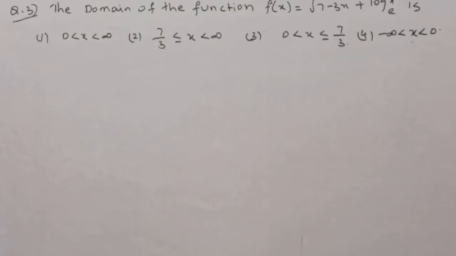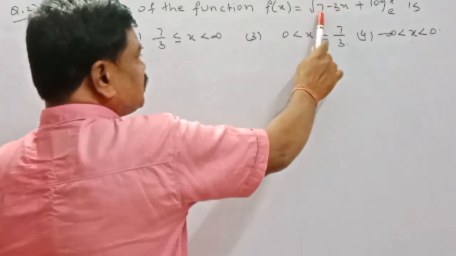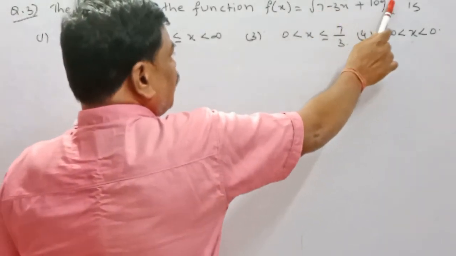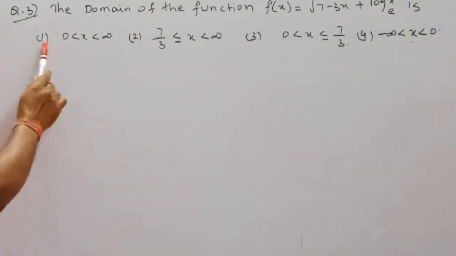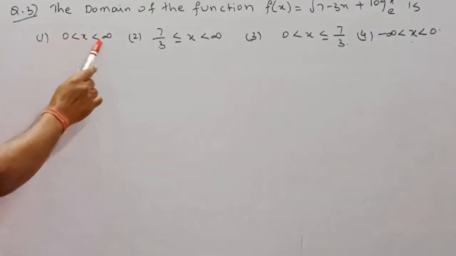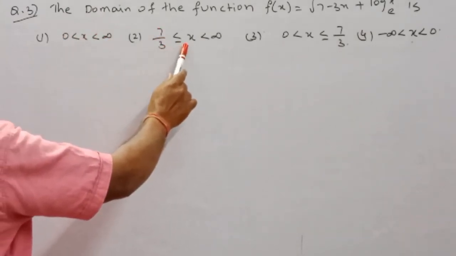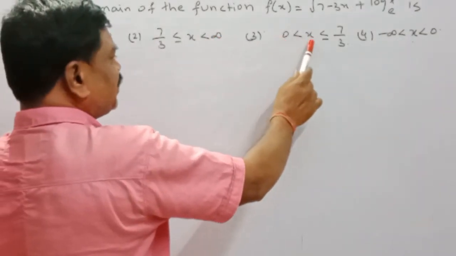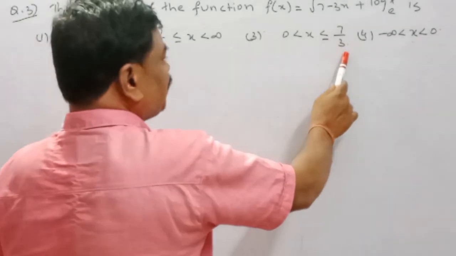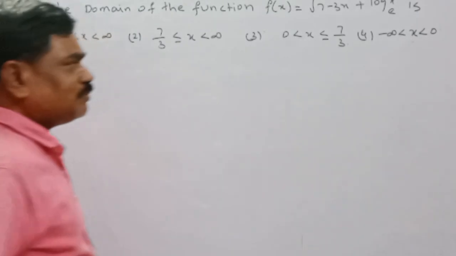Here we have given one more problem on functions. The domain of the function f of x is equal to root over 7 minus 3x plus log x base e is. Options are given. First option, 0 less than x less than infinity. Second option, 7 by 3 less than or equal to x less than infinity. Third option, 0 less than x less than or equal to 7 by 3. Fourth option, minus infinity less than x less than 0.